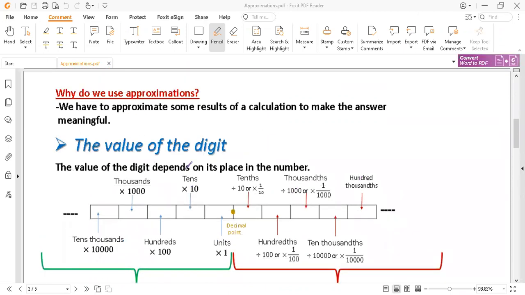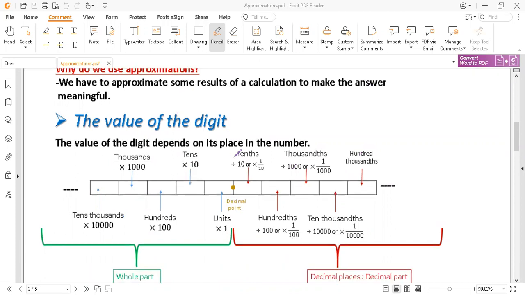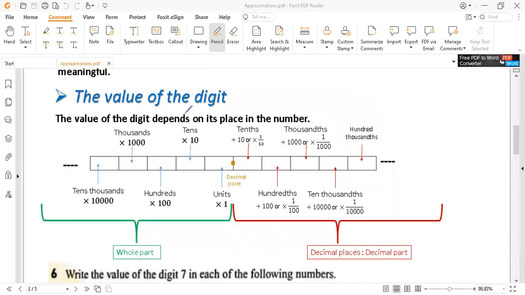So first of all, why do we use approximation? We have to approximate some result of a calculation to make the answer meaningful and put it into a comparison. So what do we mean by the value of the digit?